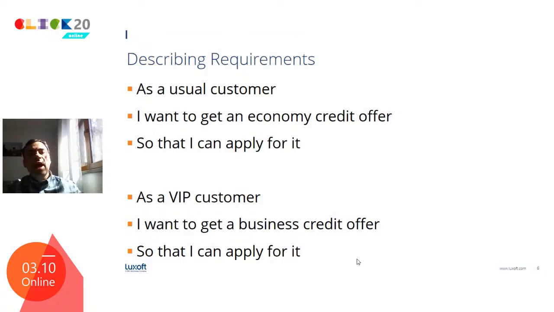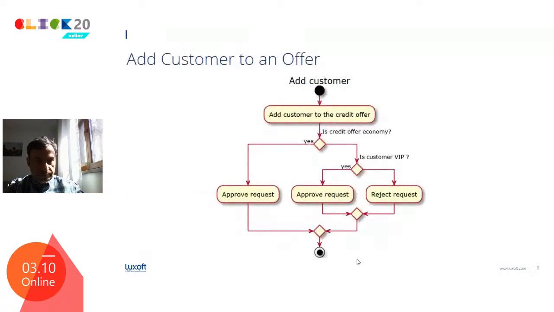We are going to see that we're having some bank application example that is checking the work with credit offers. And I would like to say here, okay, to describe my requirements, as a usual customer, I want to get an economy credit offer so that I can apply for it. Or some other scenario that I can describe with the same keywords. As a VIP customer, I want to get a business credit offer so that I can apply for it. And this is the business logic that we would like to implement.